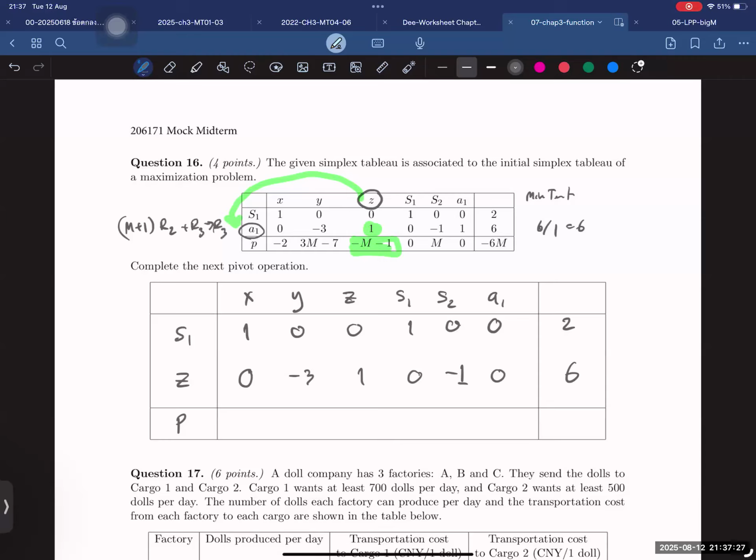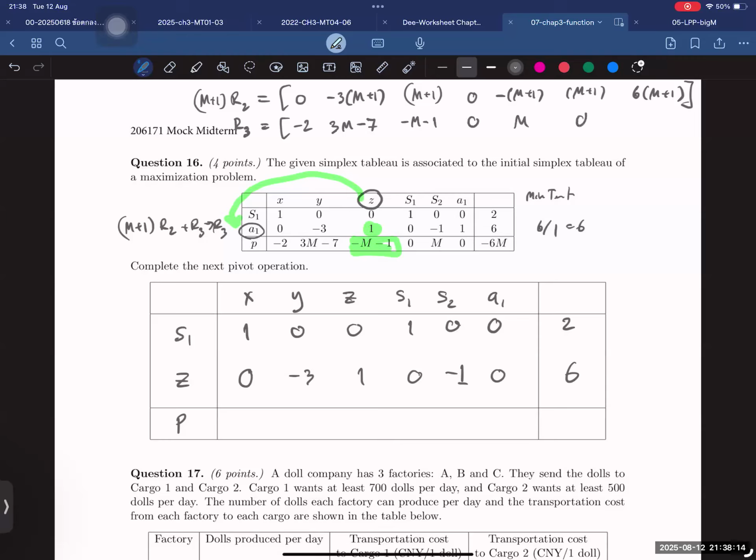and M plus 1, and 0, minus M plus 1, M plus 1, and 6 times M plus 1. And make sure you write in parentheses so that you keep the sign. Okay, row 3 is minus 2, 3M minus 7, minus M minus 1, 0M, 0, negative 6M.